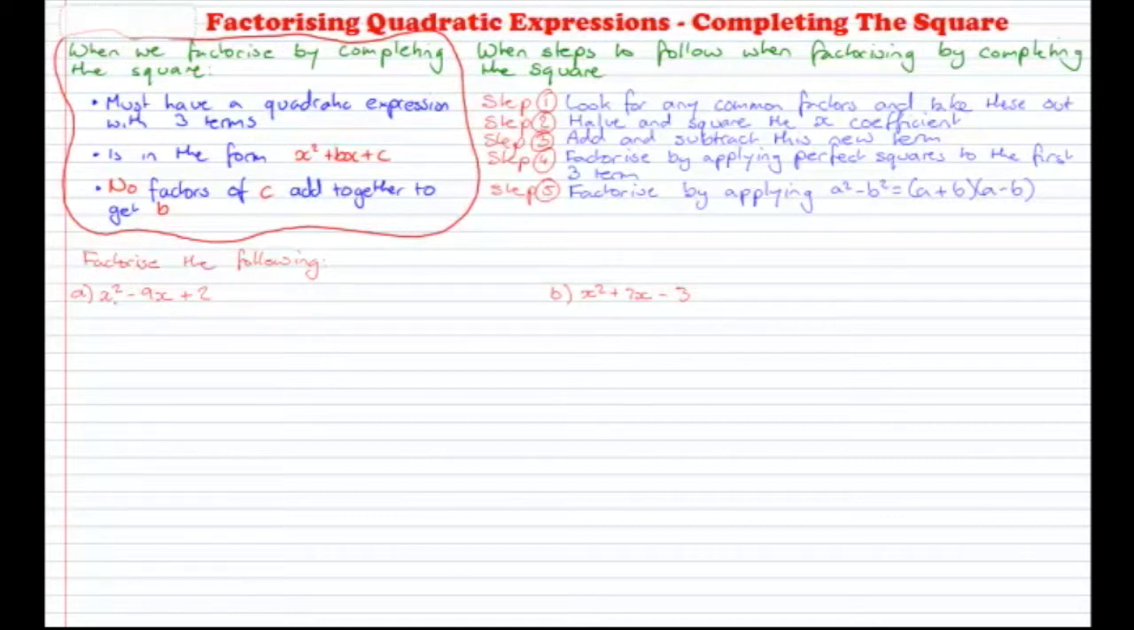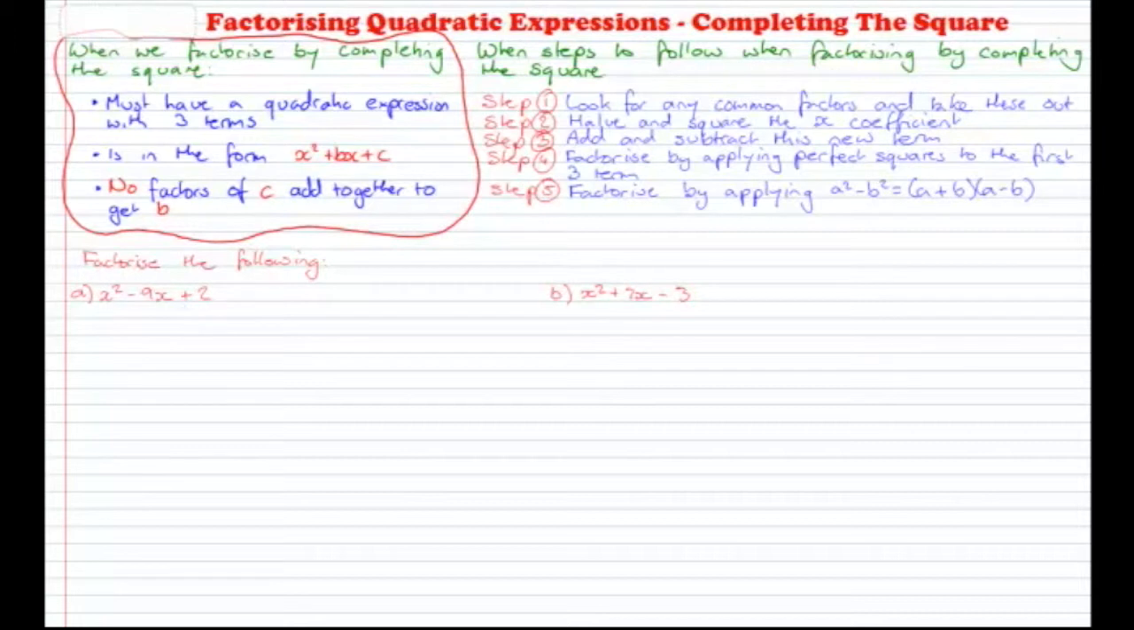So the following question says factorise the following: x squared minus 9x plus 2. Alright, like always, what we need to do is first of all look for any common factors and take these out. Well, are there any common factors between x squared, negative 9x, positive 2? There's not. So let's have a look now to see if we should factorise by completing the square.